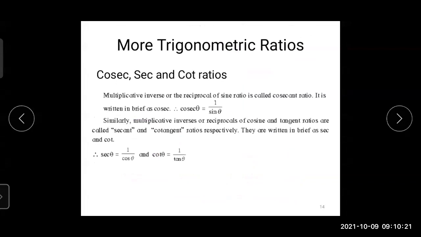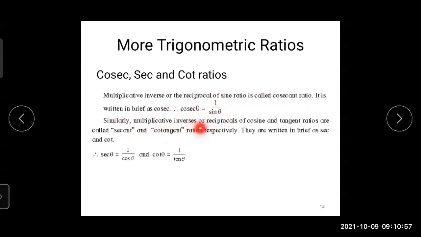So more trigonometric ratios are there: cosec, sec, and cot ratios. The multiplicative inverse or the reciprocal of the sine ratio is called the cosecant ratio. Its full form is cosecant, and it is written in brief as cosec. Cosec theta is equal to 1 upon sine theta. It is the inverse of the sine ratio.